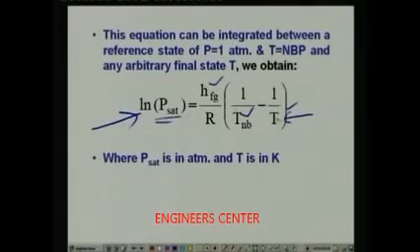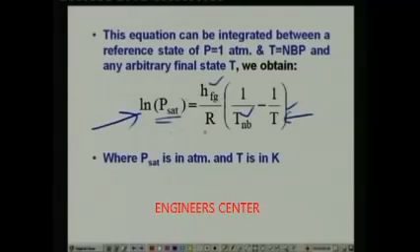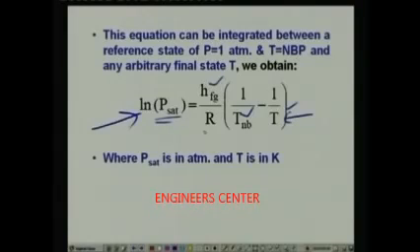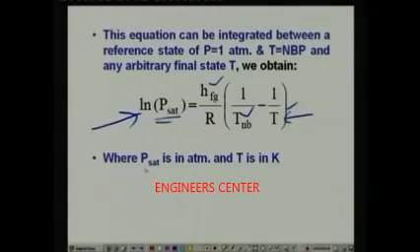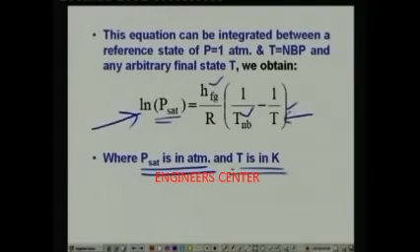if you plot ln P_sat versus 1/T, you get a straight line, the slope of which will give you the latent heat of vaporization divided by the gas constant. And one thing you must remember here is that the pressure is expressed in atmospheres, and temperature T should be absolute, that means in degrees Kelvin.